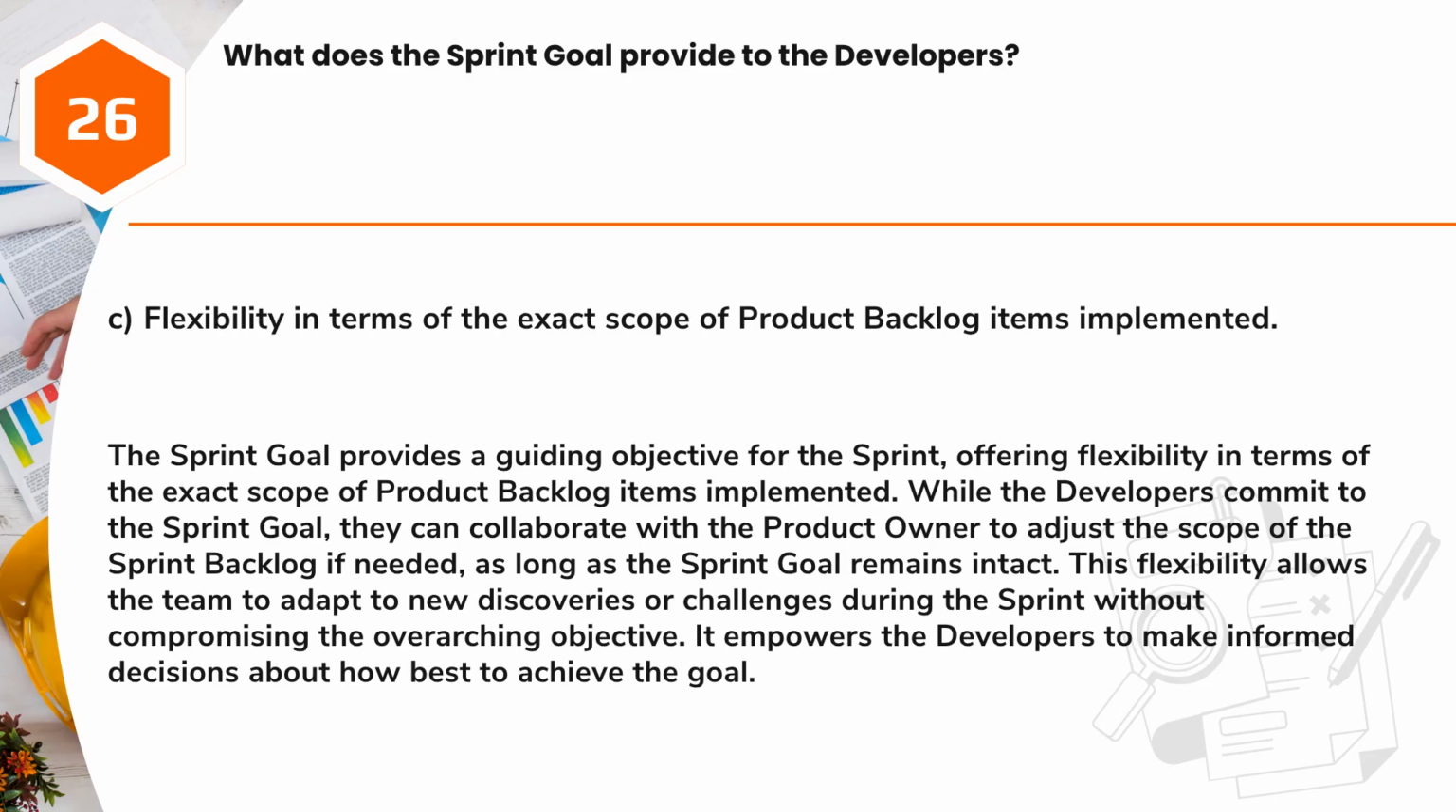Answer: C. Flexibility in terms of the exact scope of product backlog items implemented. The sprint goal provides a guiding objective for the sprint, offering flexibility in terms of the exact scope of product backlog items implemented. While the developers commit to the sprint goal, they can collaborate with the product owner to adjust the scope of the sprint backlog if needed, as long as the sprint goal remains intact. This flexibility allows the team to adapt to new discoveries or challenges during the sprint without compromising the overarching objective. It empowers the developers to make informed decisions about how best to achieve the goal.